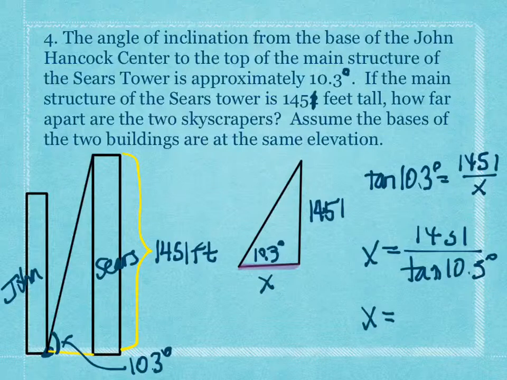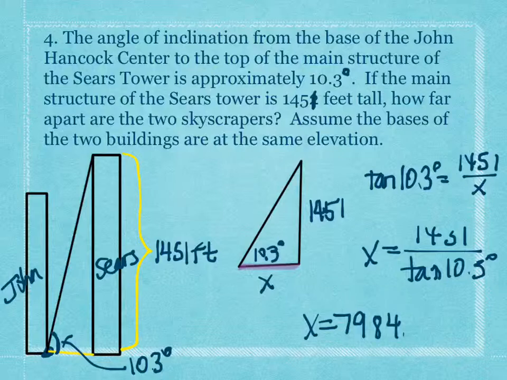What do you get? 7,984.34. Okay, I think I'm going to run out of space. Can you say it again for me, Erin? 7,984.34. Feet? Yeah. Any questions? Do you agree? Did everybody get that value? Excellent.